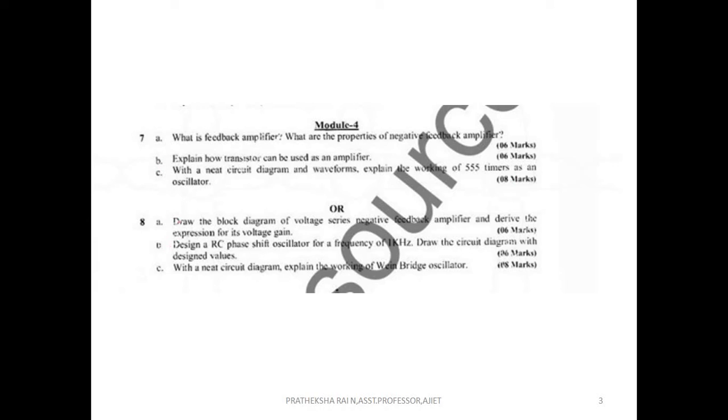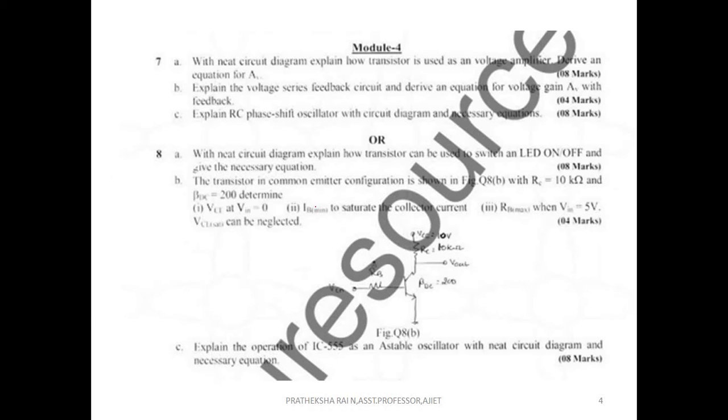Then draw the block diagram of voltage series negative feedback amplifier, derive the equation for voltage gain, design an RC phase shift oscillator that comes under oscillators, then Wien bridge oscillator. Okay, so you have three portions, that is oscillator, RC phase shift, and Wien bridge, which will be done in the next session, but the rest of the question, everything we have covered.